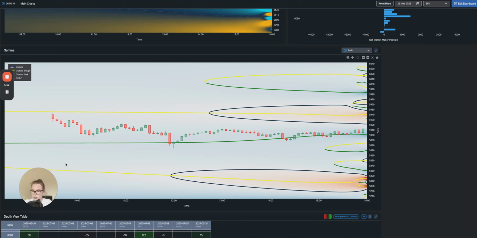Now, gamma peaks, which are areas of particularly high gamma, can also create support and resistance for us as well. So if we look on here, for example, the green line here is the gamma peak.